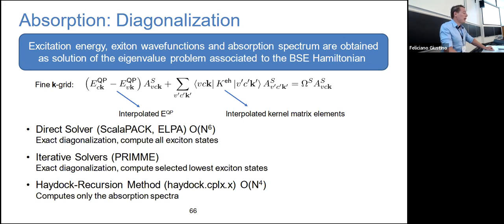And also we have implemented the Haydock reduction, which is a method which reduces the computational cost to N^4, but it doesn't give you the full information. It's essentially restricting the information to compute the absorption spectra. So it's essentially the shape of the absorption spectra.